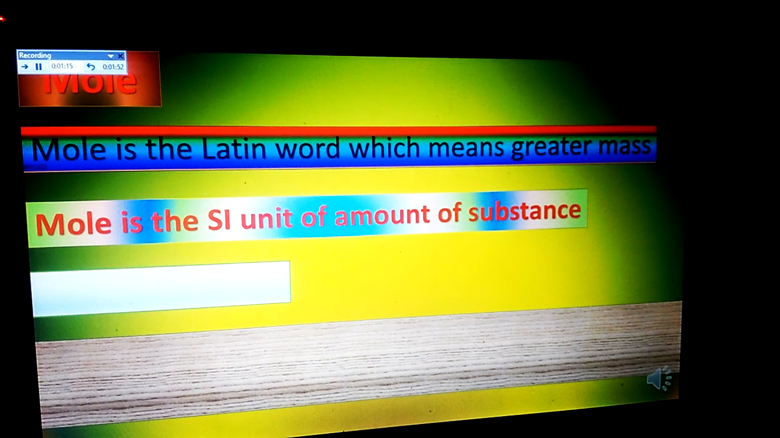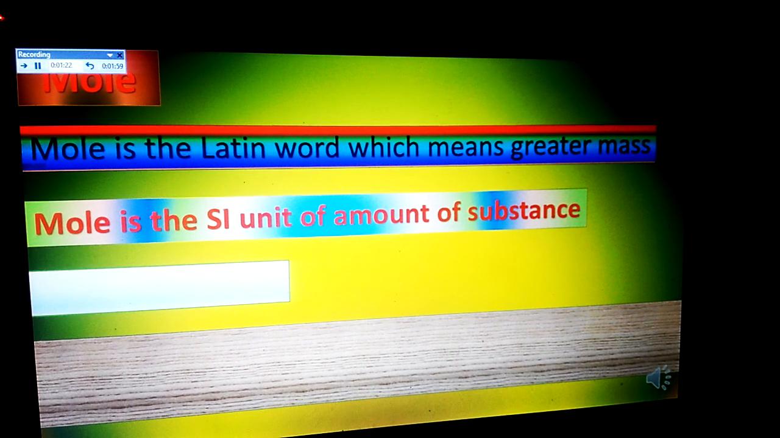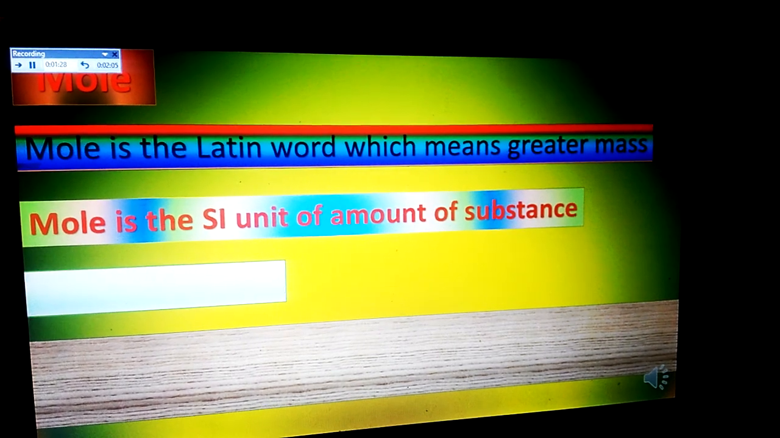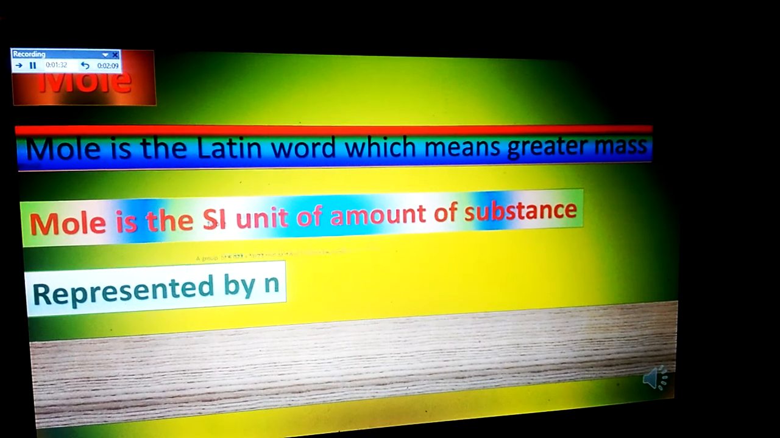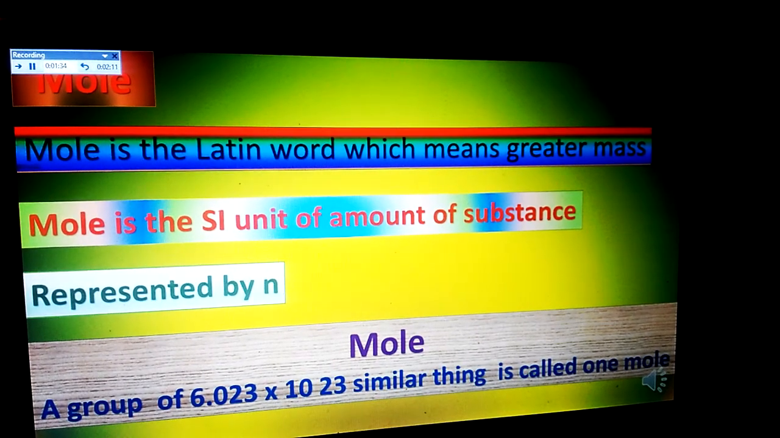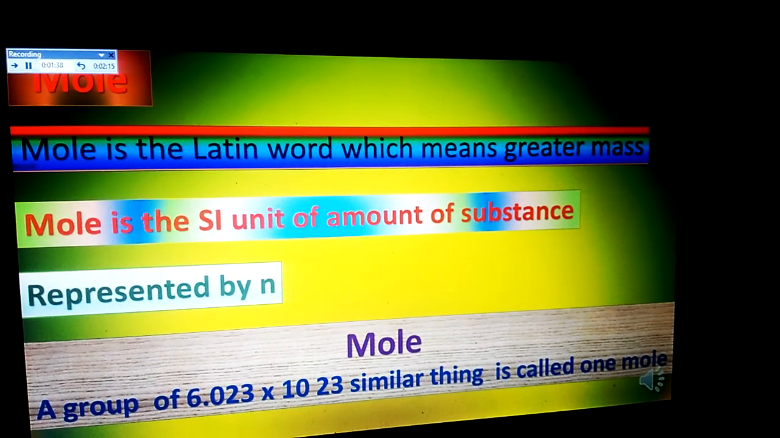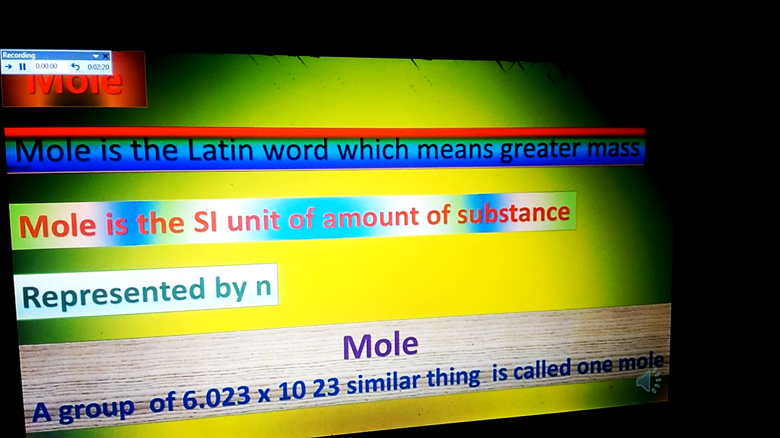From any source, from anywhere, if you take a water molecule, its composition will be the same, that is, it is formed from 2 hydrogen and 1 oxygen, and its properties are also the same. It is represented by small n. The definition of mole: a group of 6.023 multiplied by 10 raised to power 23 similar things is called 1 mole.